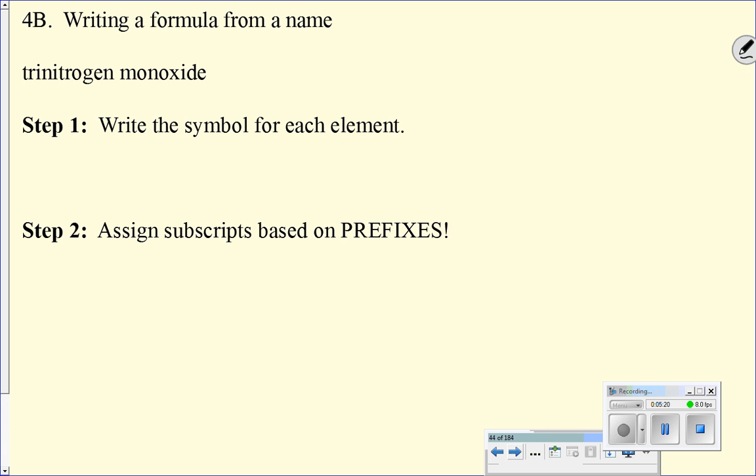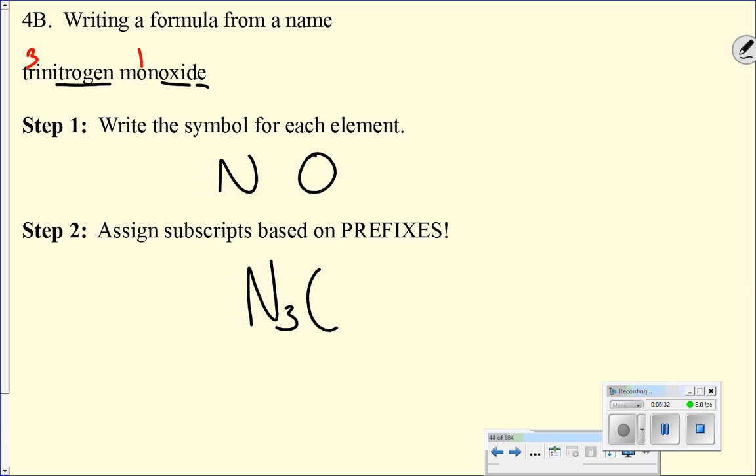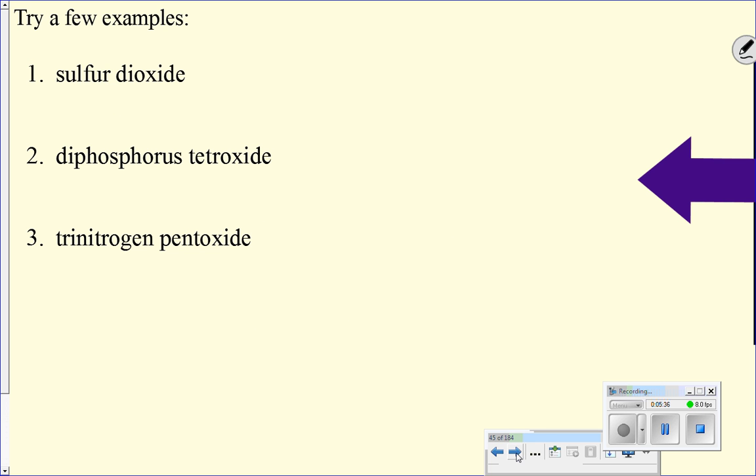Dinitrogen monoxide. So we have nitrogen, oxygen, 2 and 1. So this is N2O. Here are a few for you to try. Pause the video, give them a whirl, and I'll pull the answers up.